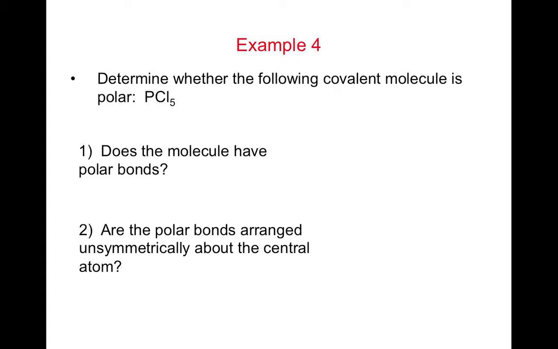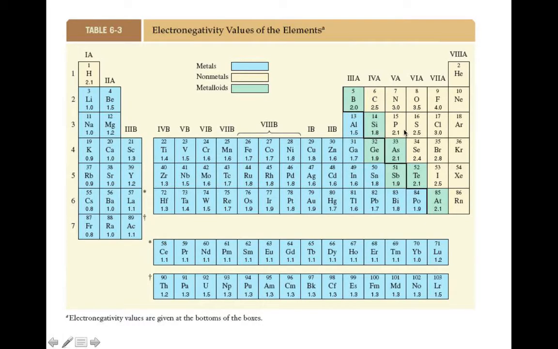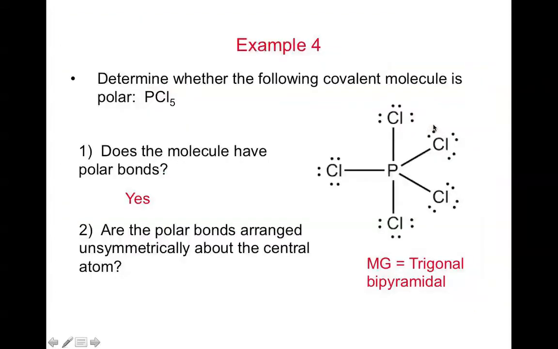All right, how about PCl5? Here's our Lewis structure. 5 electron groups, no lone pairs. So both the electron and molecular geometries are trigonal bipyramidal. So let's answer the first question. Do I have polar bonds? Phosphorus chlorine, 0.9 electronegativity difference. So I do have polar bonds. So answer to that is yes.